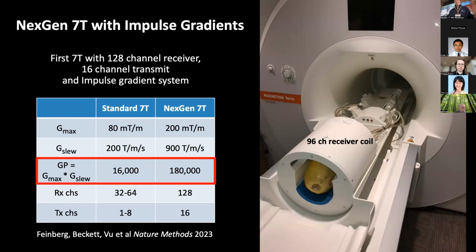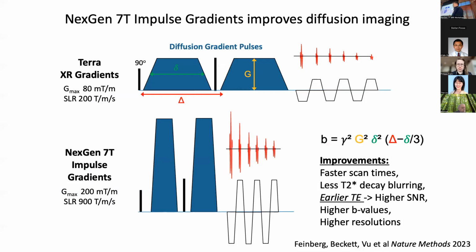So how to get a better intuition for those who are not familiar with diffusion? Here I'm showing a pulse sequence diagram highlighting how on a standard 7T, the diffusion gradients are quite long, about as long as your entire readout of your images. And that's not great because then the TE gets really long, you get signal decay, and it makes it really hard to get good diffusion. But with the NexGen 7T, with its impulse gradients, you can cut that diffusion encoding down in half, more or less.